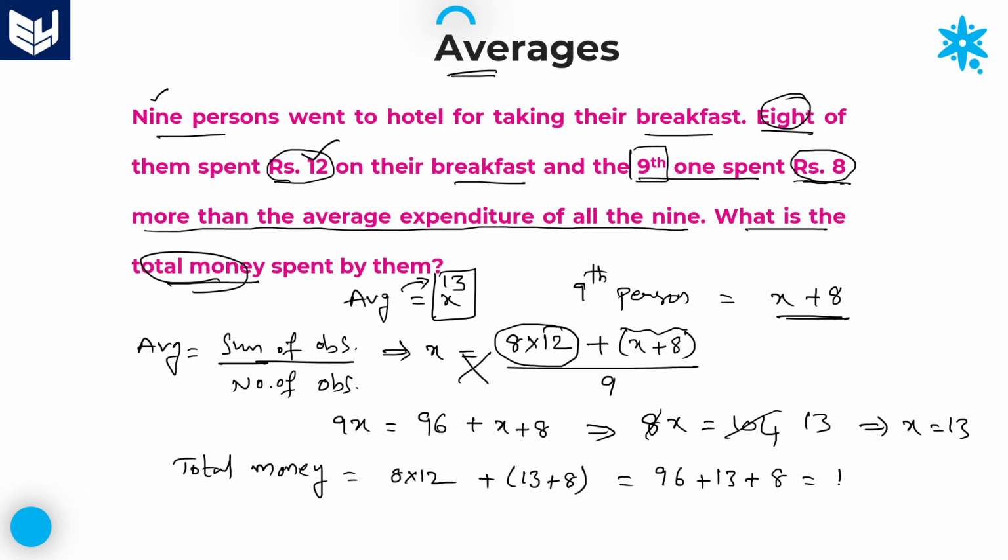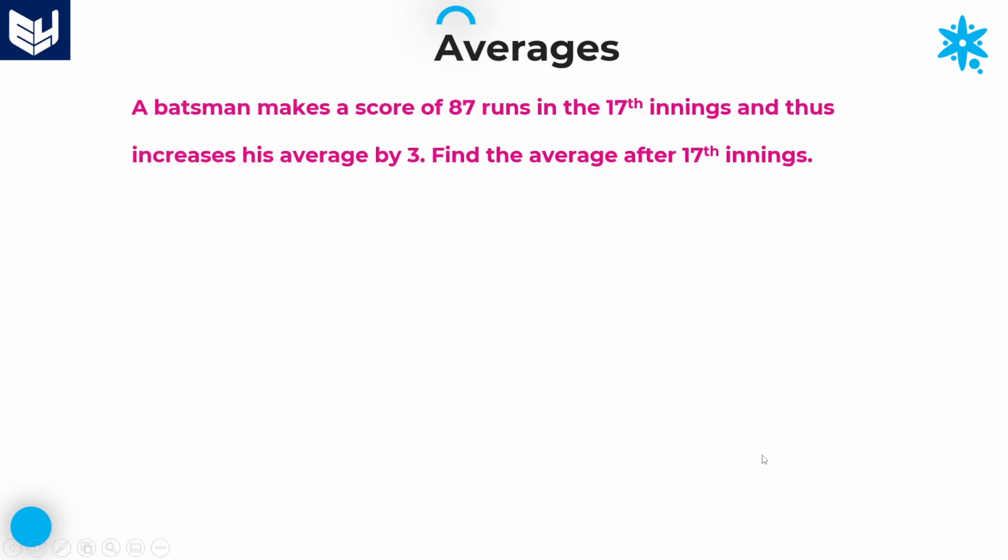104 plus 13, 117. 117 rupees is the total money spent by all 9 members. Total money spent by all 9 members is 117. That is the required answer for this question. Let's move on to the next question.